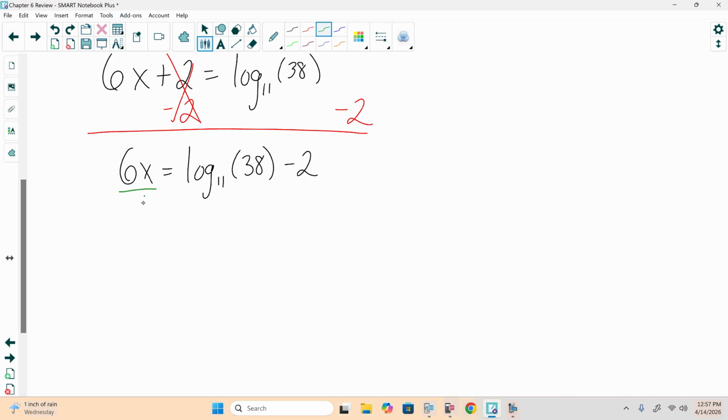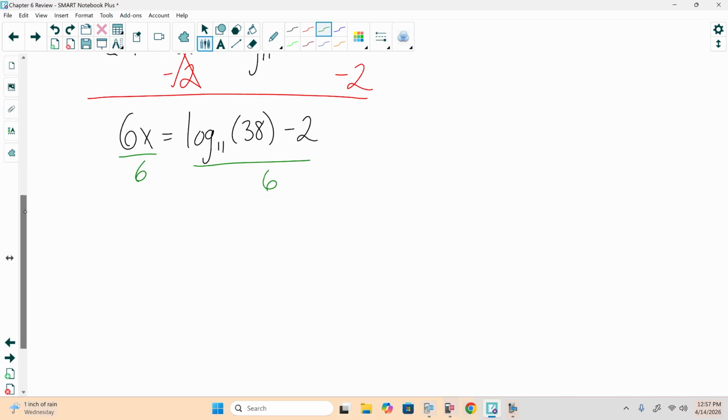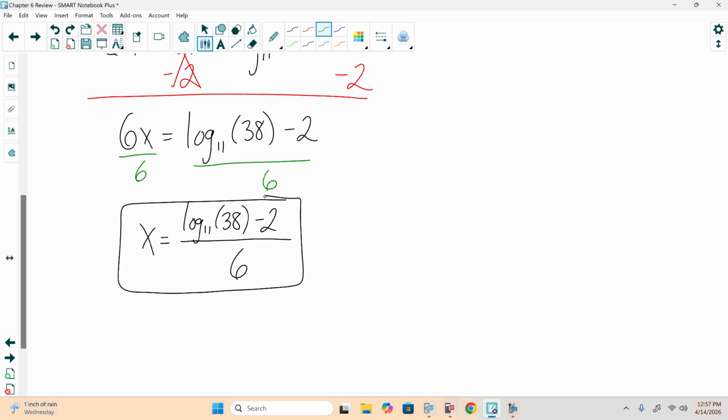And then lastly, we're going to divide both sides by 6, telling us x is equal to log base 11 of 38 minus 2, all divided by 6. And that's our final answer.